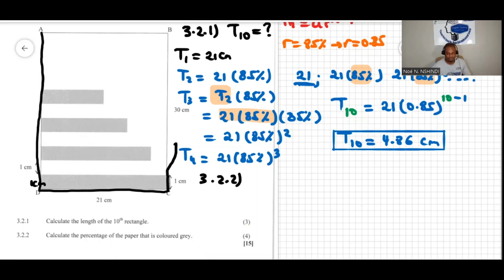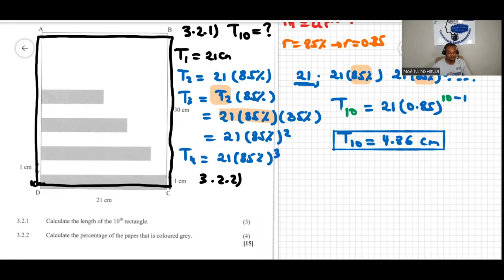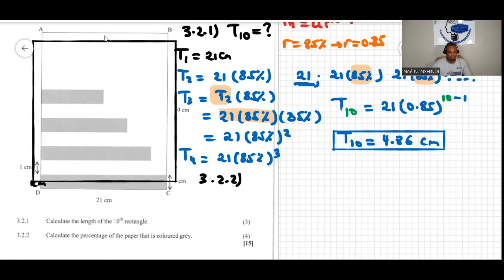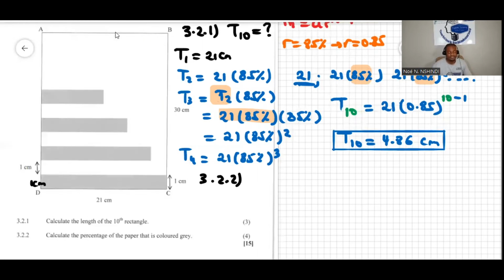Oops, I don't know how to draw. So thinking about this is the whole paper, approximately. Now, it's not the whole paper that is colored gray, only this part is colored gray. So first of all, we can find the area of the whole paper, okay?